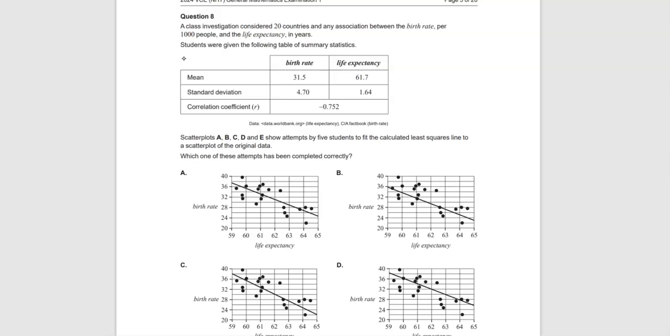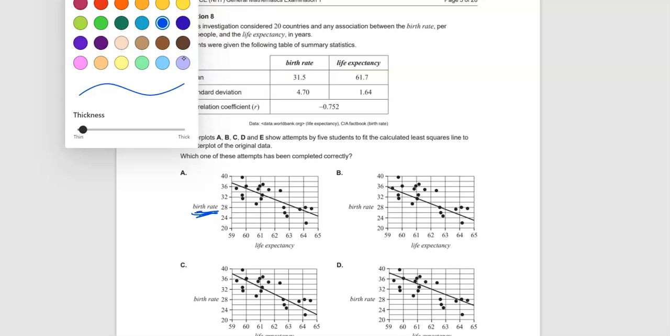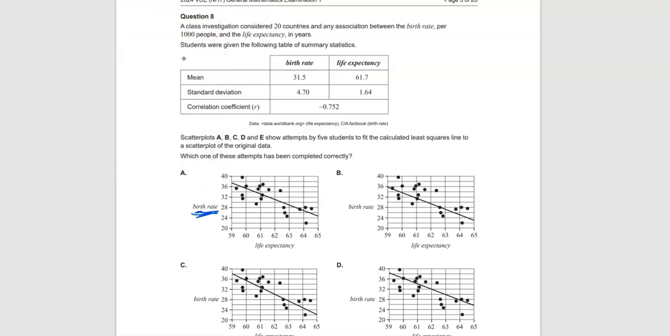So that line is your y equals a plus bx. So we need to get that equation. So first of all, I'm going to look here. They're saying birth rate is the RV. So I just want to put up there RV, and life expectancy is the EV.